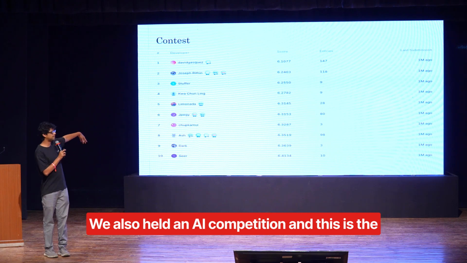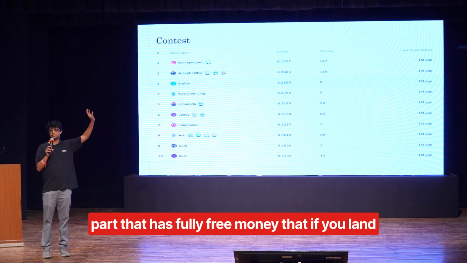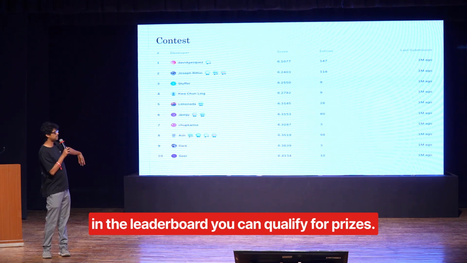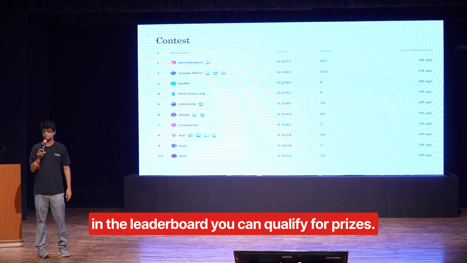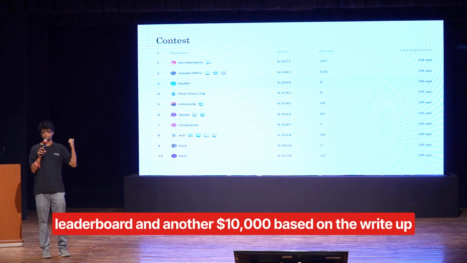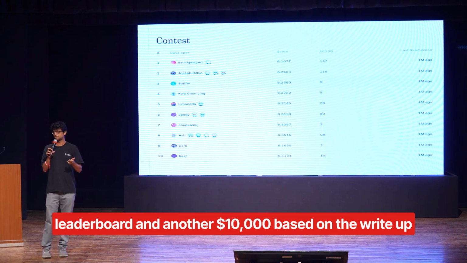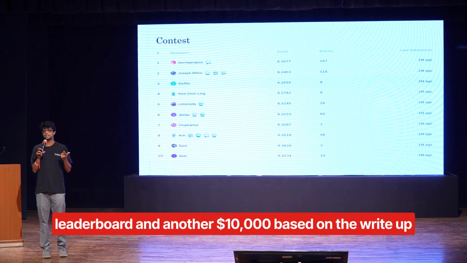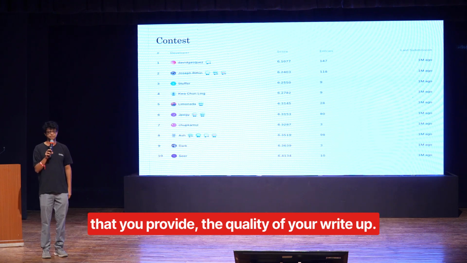We also held an AI competition, and this is the part that has fully free money, that if you land in the leaderboard, you can qualify for prizes. We currently have $10,000 based on your position in the leaderboard, and another $10,000 based on the write-up that you provide, the quality of your write-up.